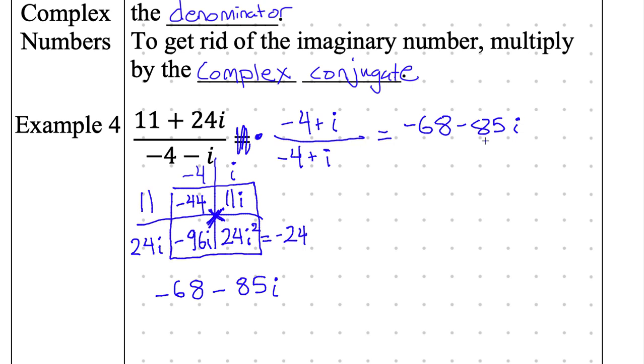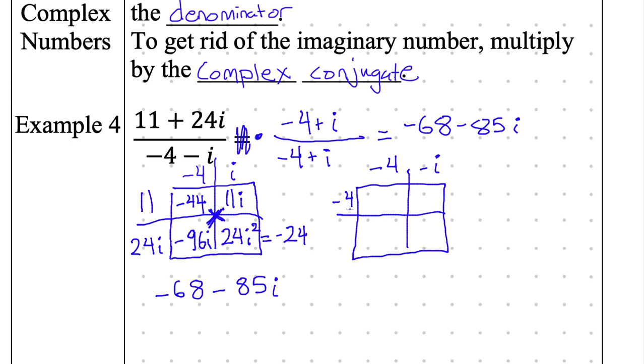Questions? Let's do it again. I need to do an area model for the bottom, unless you're really good at foiling, in which case you can use FOIL if you like. Area model with negative 4 minus i with negative 4 plus i. I'll let you set up your area model, and then we'll start shouting them out again.